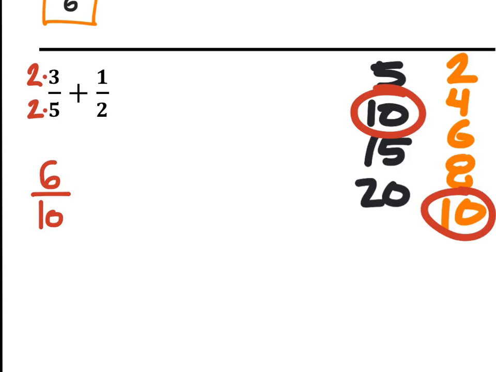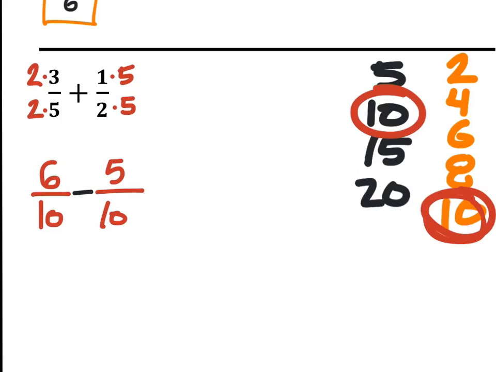And what about the 2? Well, that's the fifth multiple of 2 right there, the 10. So I'd have to multiply the 2 by 5, which means I also must multiply the numerator by 5. And 2 times 5 is the denominator, 10. 1 times 5 is the numerator, 5.